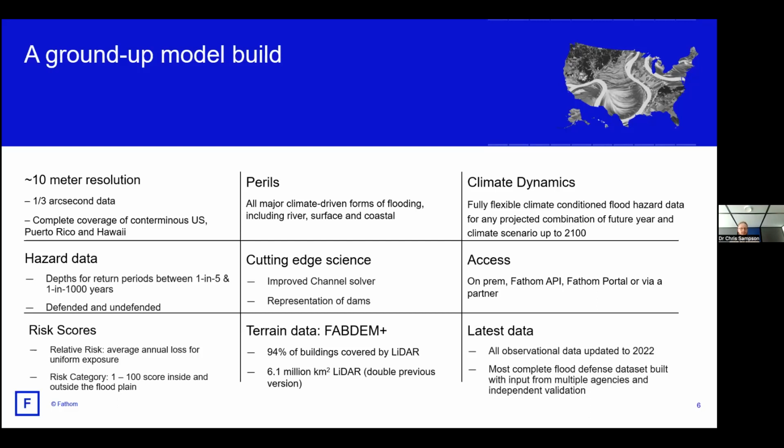We're releasing the data at a third arc second, which is approximately 10 meters. We believe this is a reasonable level of precision given the underlying accuracy of the model itself. We simulate riverine, surface water, and coastal flood, so all of the major flood driving mechanisms are simulated within the model framework. And we're able to provide views for any climate scenario out to 2100, so long as it falls within a 5-degree temperature rise since pre-industrial. So there's really a lot of flexibility within this framework for forward-looking views. And this differs quite significantly from anything we've done in the US before.